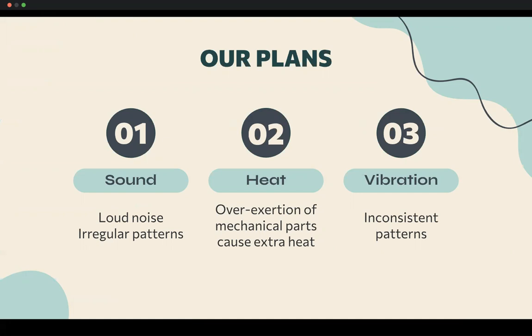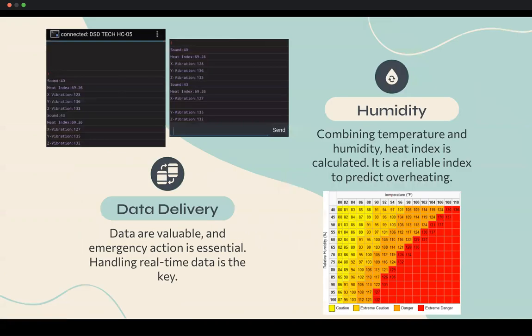As with sound, we're able to detect loud noise and irregular patterns. With heat, we can identify overexertion of mechanical parts that could potentially lead to the failure of the gearbox. And with vibrations, we can visualize inconsistent patterns that could lead us to identify problems on the blades or internally within the gearbox.